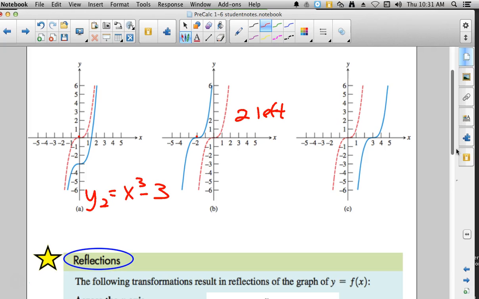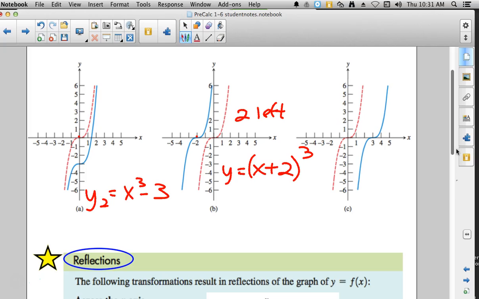So that means I'm going to have to do something with x. Because I'm moving right and left. What should go in there if we want to move to the left? Is a +2. Always the opposite of what our intuition tells us with x. So that would be a +2.